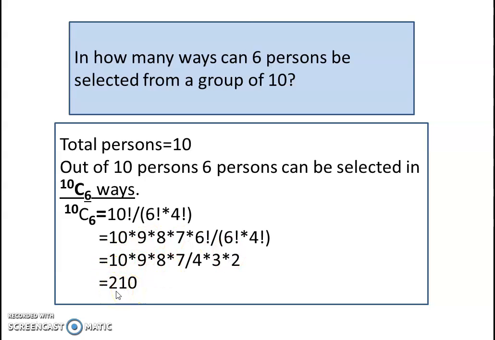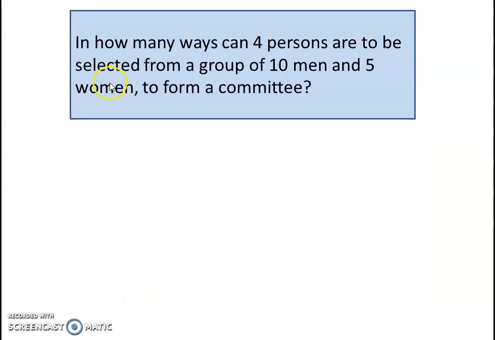That means in 210 ways, 6 persons can be selected from a group of 10. So here we have, in how many ways can 4 persons be selected from a group of 10 men and 5 women to form a committee, right? So here we are selecting 4 persons out of 10 men and 5 women. In total we have 15 persons, 10 plus 5. So we are selecting 4 out of 15.